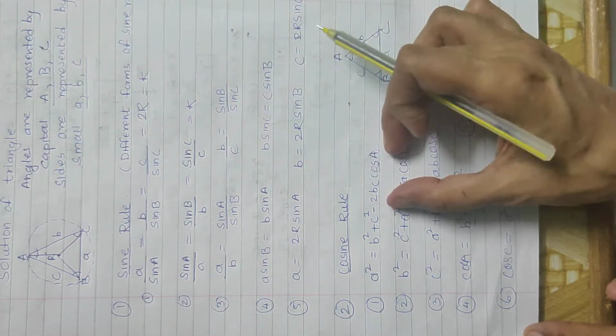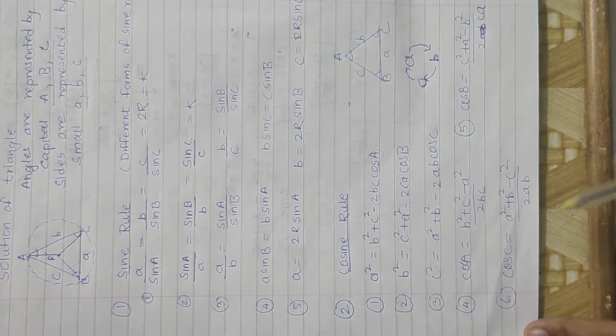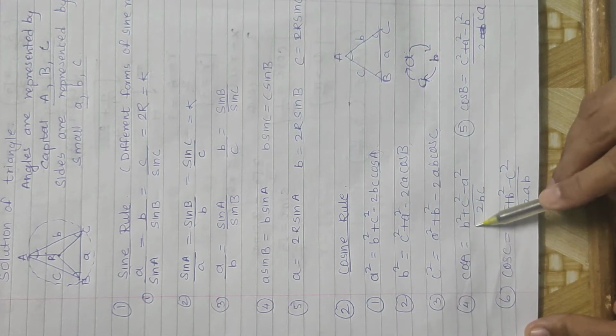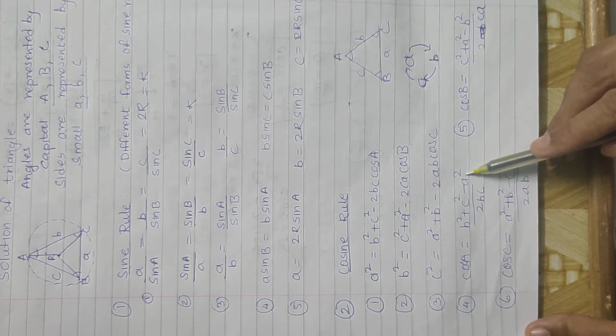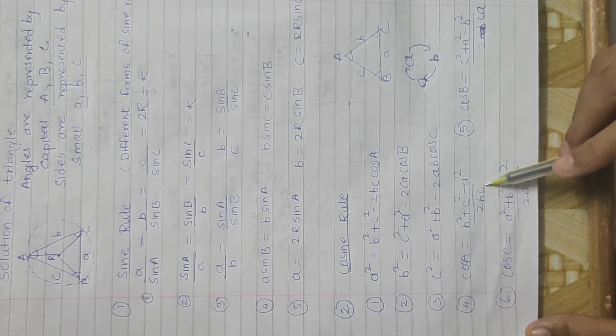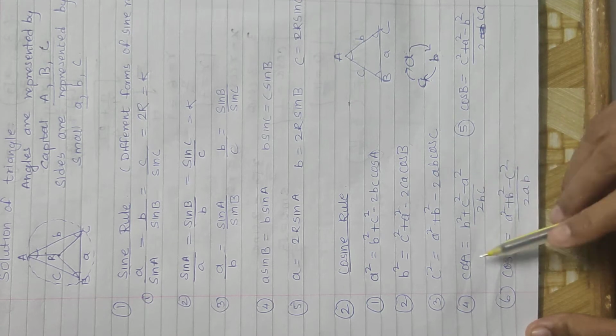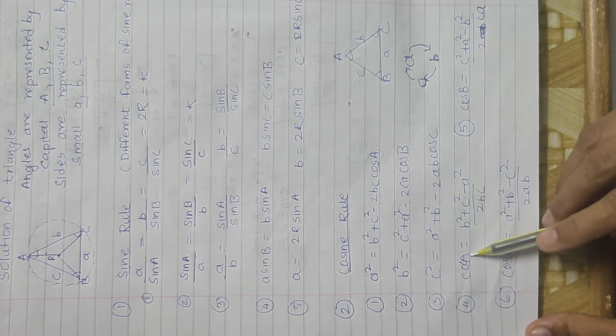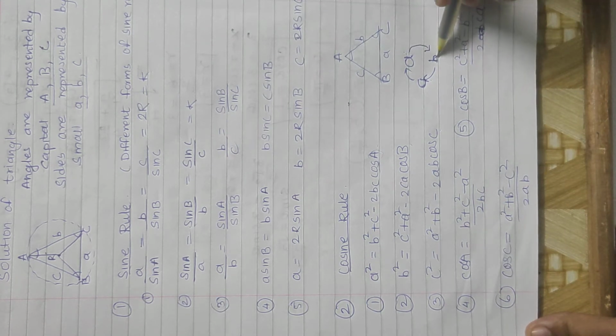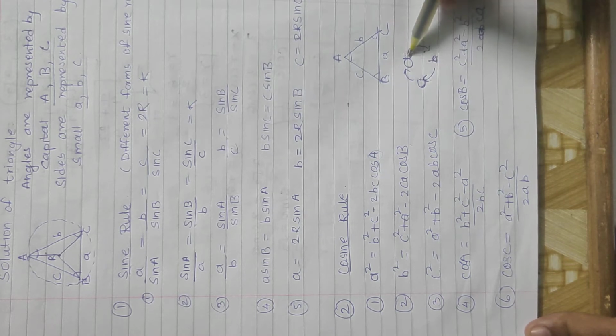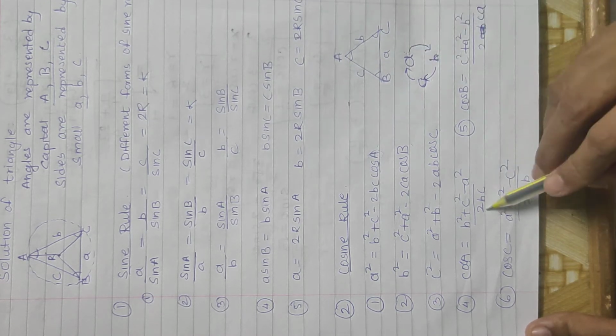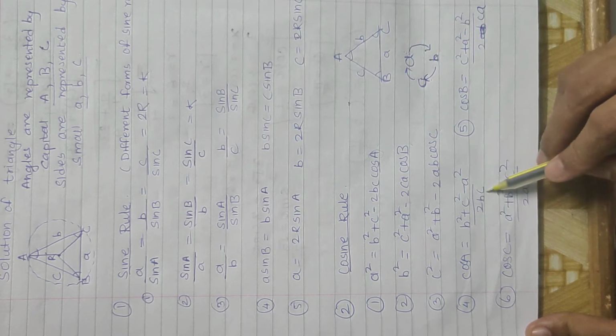In this formula only, in another way, cos a is equal to, suppose this full term if you take to the left hand side, cos a is equal to b square plus c square minus a square upon 2bc. Again in the same way, cos a is equal to, a is there, so b square plus c square minus a square upon 2bc.